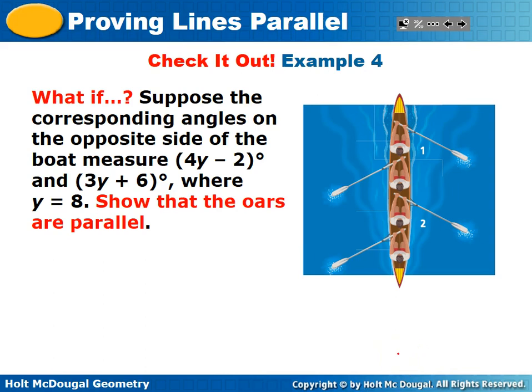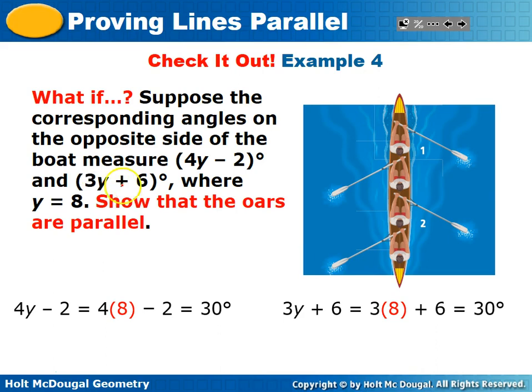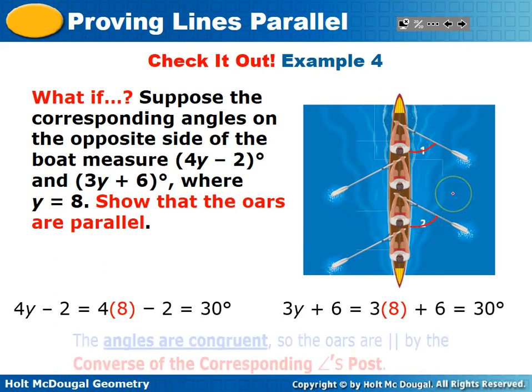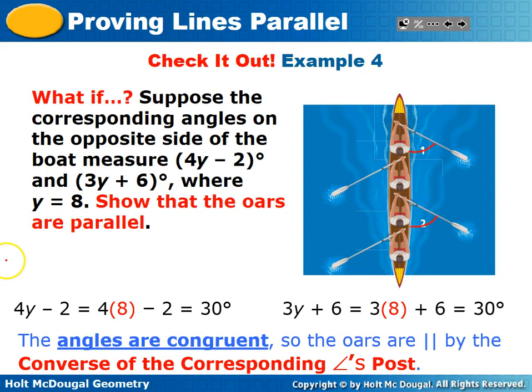So it says, suppose that the corresponding angles on the opposite sides of the boat measured 4x minus 2 and 3y plus 6, where y equals 8. So we're going to plug that 8 back into this problem. So 4 times 8 minus 2 is 30, and 3 times 8 is 24, plus 6 is also 30. So here again, we should be able to see that angle 1 is congruent with angle 2. And so that tells us then, because those are in corresponding positions, that those oars on the right side of the boat are parallel. The angles are congruent, so the oars are parallel by the converse of the corresponding angles postulate.